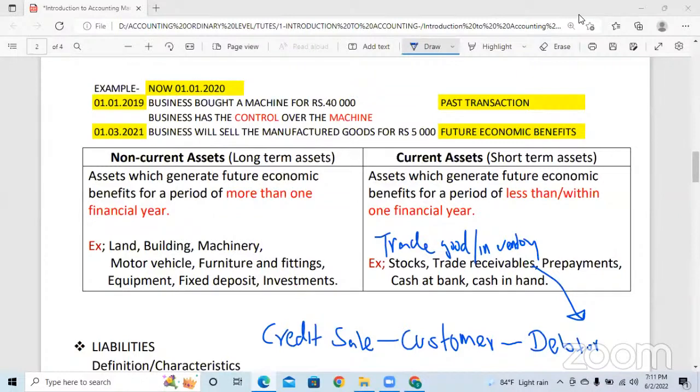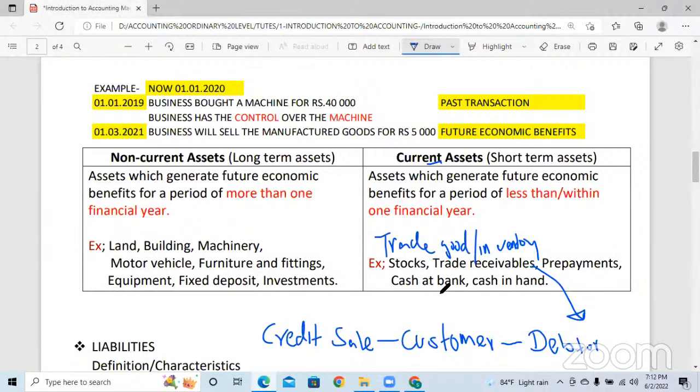Prepayment is where you pay for an expense even before you incur it. Before you use the electricity, you already paid for it. So in the future, you don't have to pay again. We say it's a prepayment. You're going to get the benefit in the future, even though you don't have to pay it again. That's why we say it's a current asset.